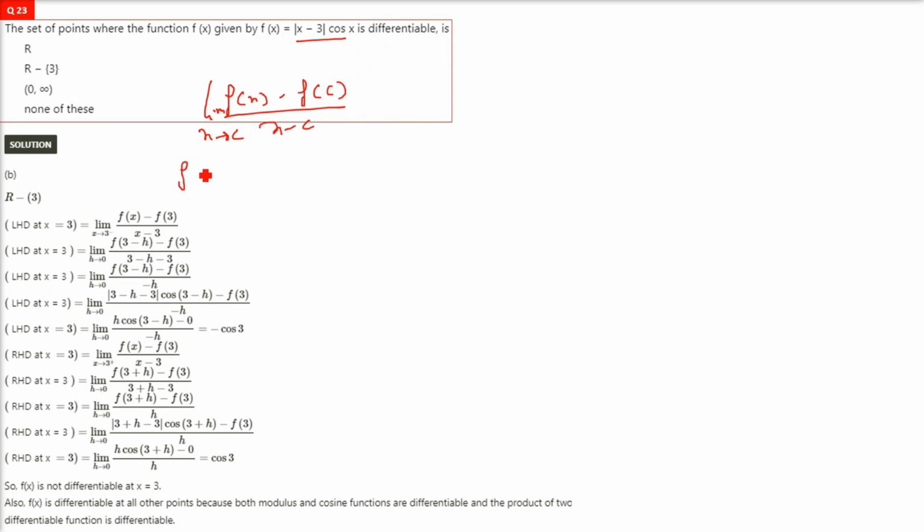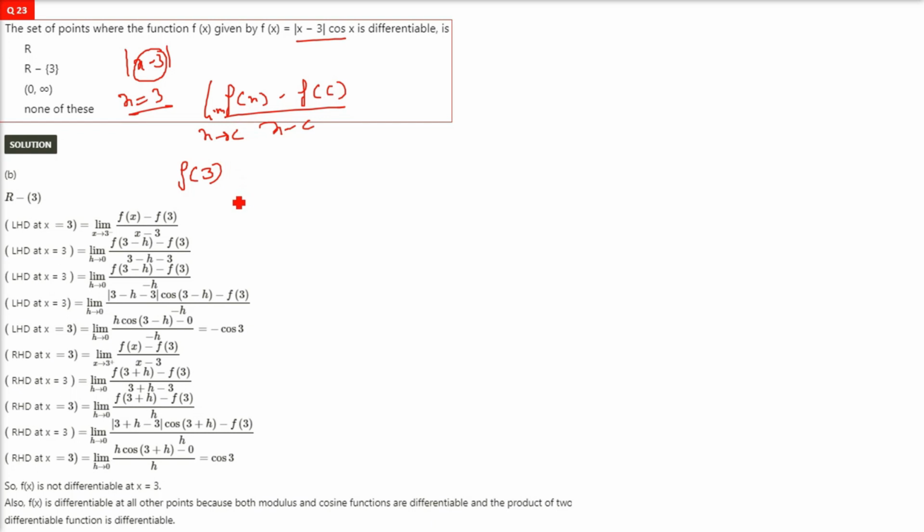We have to use the value which is given in the question, not just like that. So 3 has come just because modulus x minus 3, that is x minus 3, is going to be 0 only when x is equal to 3. Right? So we are going to check at 3.